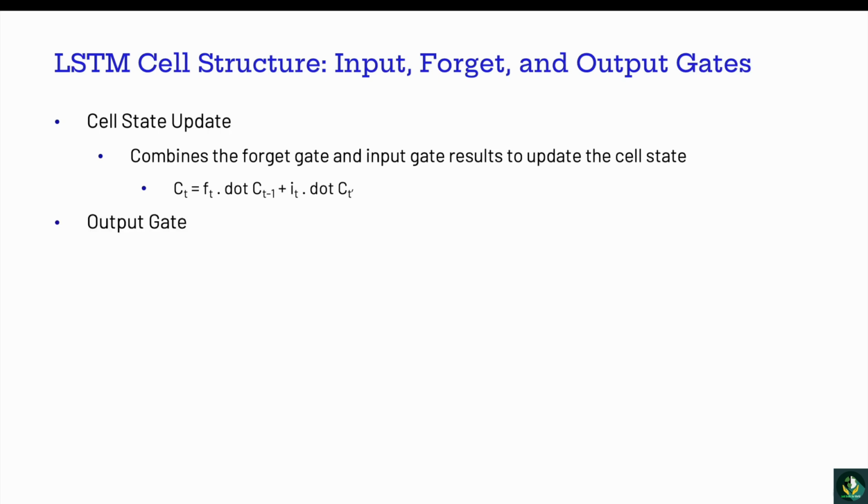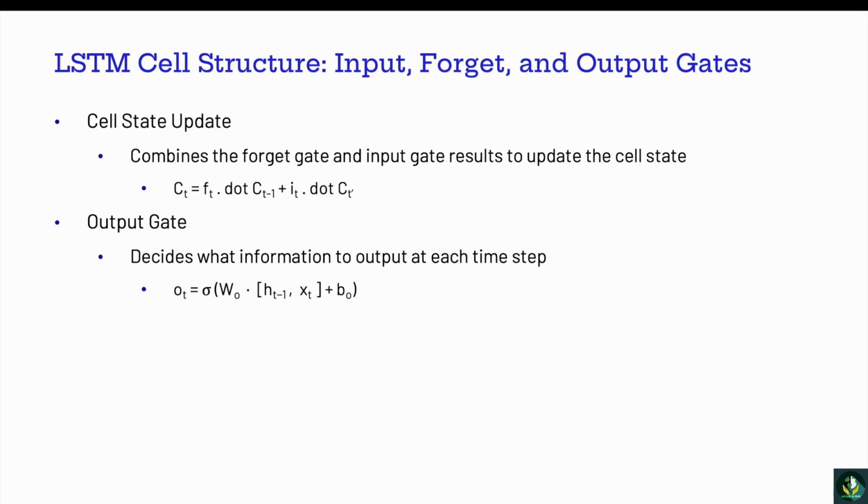Now next, let's look at the output gate, which decides what information to output at each time step. The formula for this is ot = sigma(Wo · [ht-1, xt] + bo), where Wo is the weight matrix for the output gate, and bo is the bias for the output gate. That's it. So I hope you understood these formulas and what they are used for.